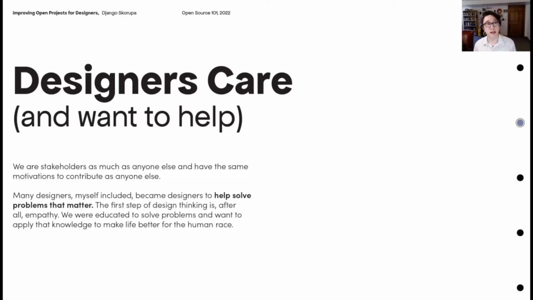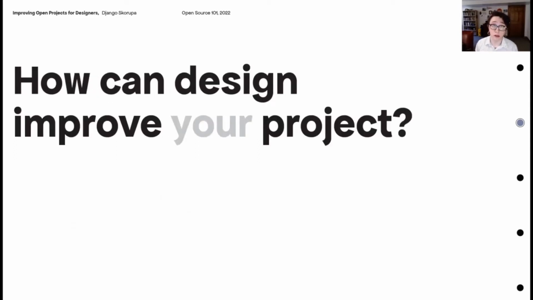But the philosophy behind design and the pursuit of design is very, very similar to the philosophy behind the pursuit of open source contribution. And we can use that to our advantage. But how can design improve your project? Without understanding what design can do for you, there's no perceived need to increase accessibility for designers. So it's my goal, as someone who's been in design for a little while and been in open source for significantly less time, to encourage others to think about design even when they may not perceive why it's necessary.